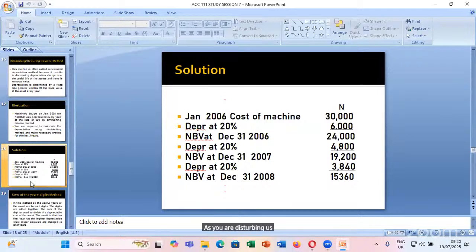For the following year now, 2007, class, you are disturbing us. I will throw the person out of the class and I won't warn you again. We still have a lot to do and our time is fast spent.